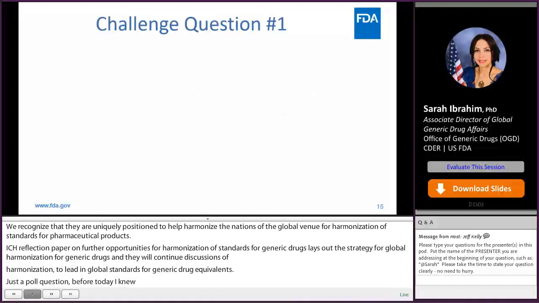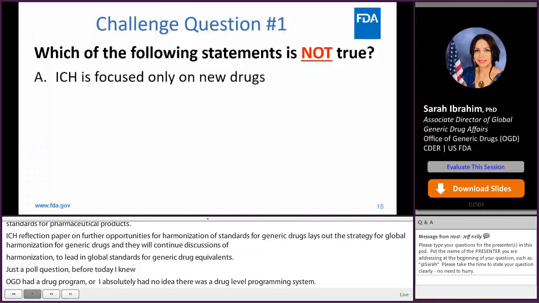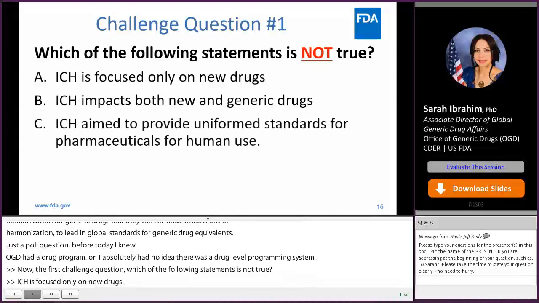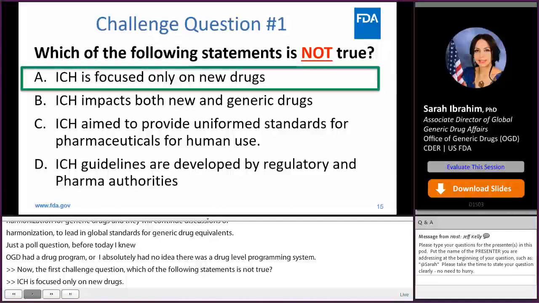Now, our first challenge question: which of the following statements is not true? ICH is focused only on new drugs. ICH impacts both new and generic drugs. ICH aims to provide uniform standards for pharmaceuticals for human use. ICH guidelines are developed by regulatory and pharma authorities. And the incorrect statement is, ICH is focused only on new drugs.